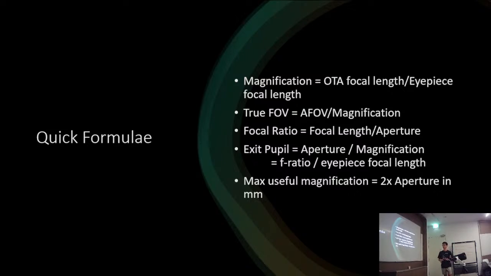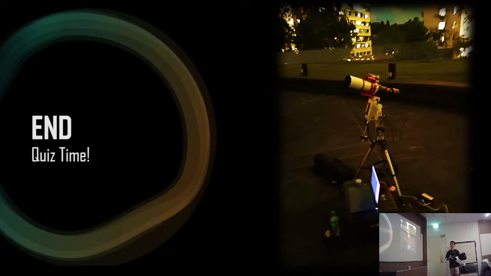And as a rule of thumb, your maximum useful magnification is roughly 2 times the aperture of the telescope, or roughly 250 times, which is the limit caused by the atmosphere. So this is just a summary of the practical stuff we need, and then this is the end of the class.